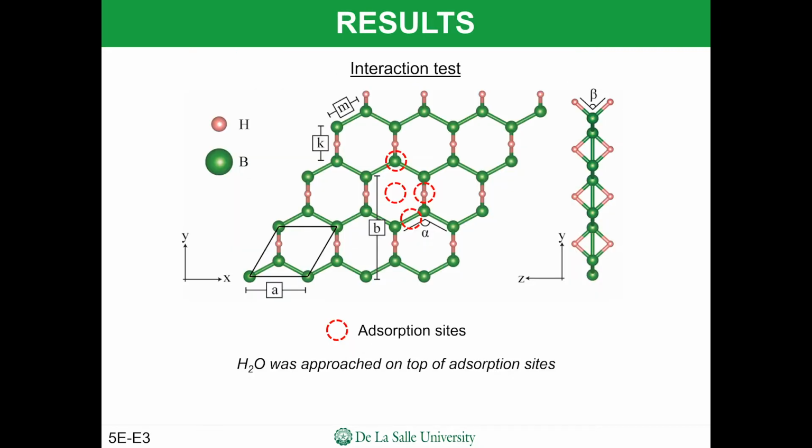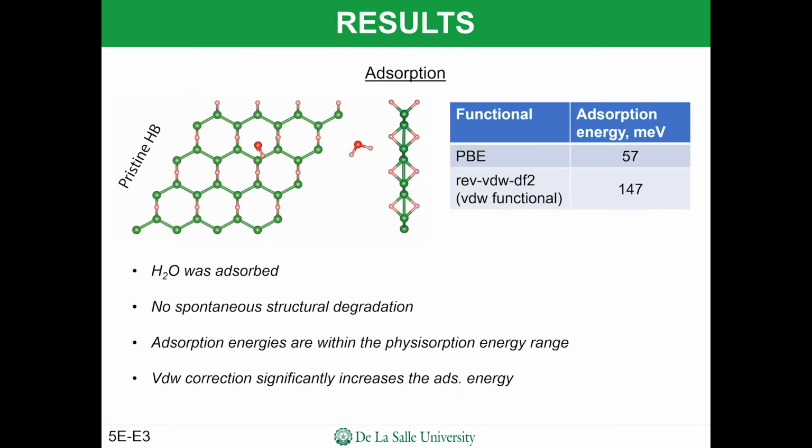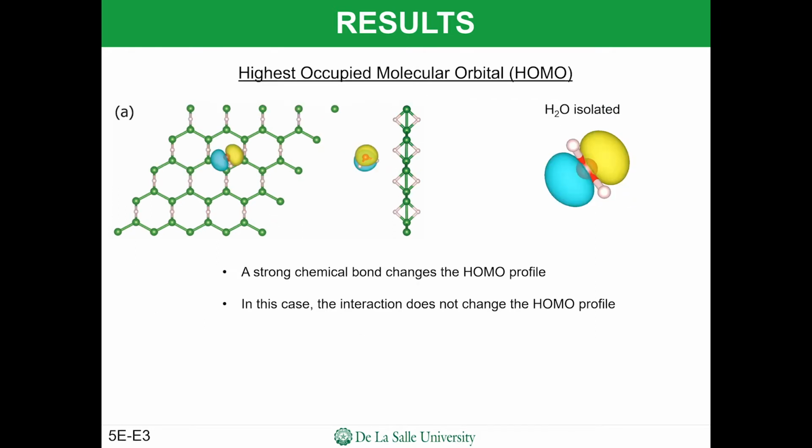To simulate the interaction, water was placed on top of various adsorption sites of the hydrogen boride sheet. Upon simulation, we have found that water was adsorbed with no spontaneous structural degradation on the part of the HB sheet. Furthermore, the adsorption energies are within the physisorption energy range. We have also calculated the highest occupied molecular orbital or HOMO, and we have found that the HOMO is preserved even after the adsorption process, signifying that there are no strong chemical bonds.